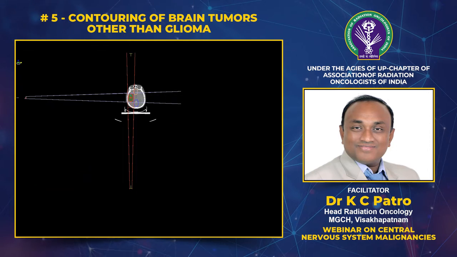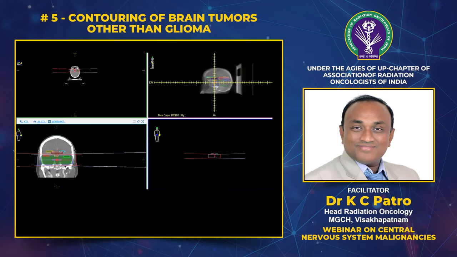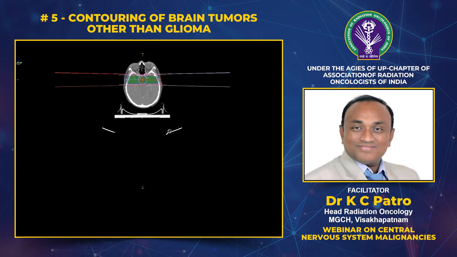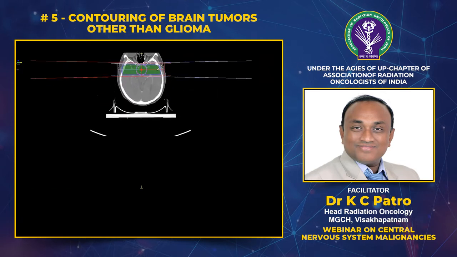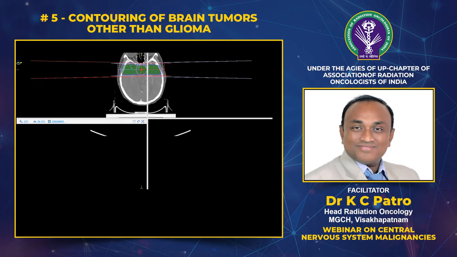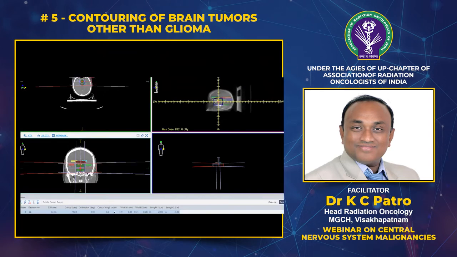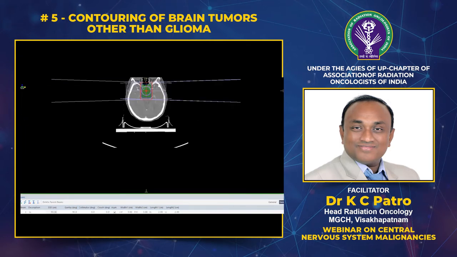And if it is a pituitary, if your lesion is at the center around the sella, you can see here. You can go for bilateral fields in 2D, and if you want to include a vertex field, vertex field in 2D settings is not advisable. If you see the vertex field, this is the gantry, this is the collimator, and the couch is at 90 degrees. I have changed the couch to 90 degrees. So this is the vertex field for pituitary.